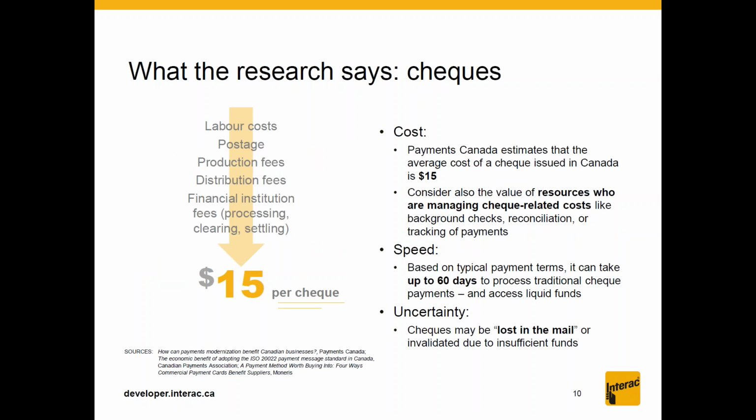So let's look at checks in more detail. Payments Canada estimates that the average cost of a check issued in Canada is $15. So that's a very high number. So what goes into this calculation? It includes the costs of processing the check, includes labor costs, postage, production and distribution fees, and the fees charged by financial institutions for processing, clearing, and settling the payment.